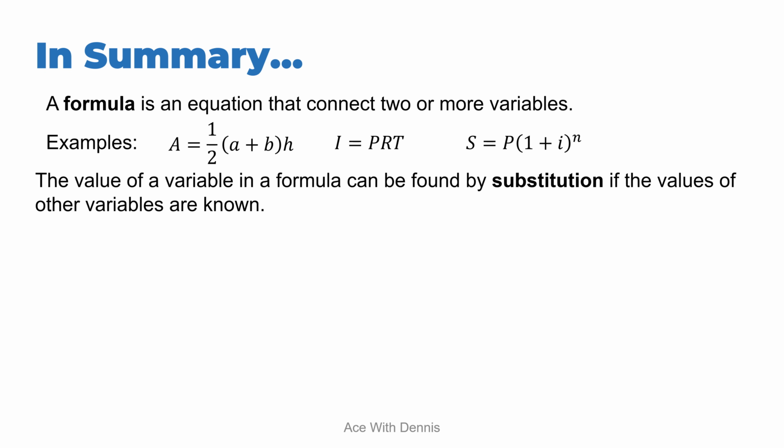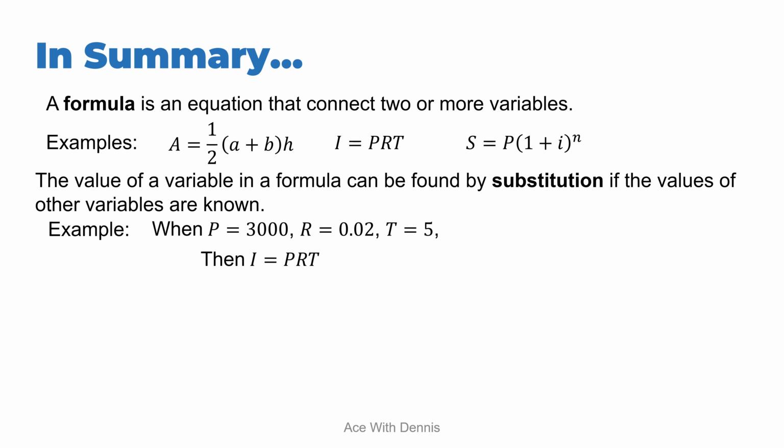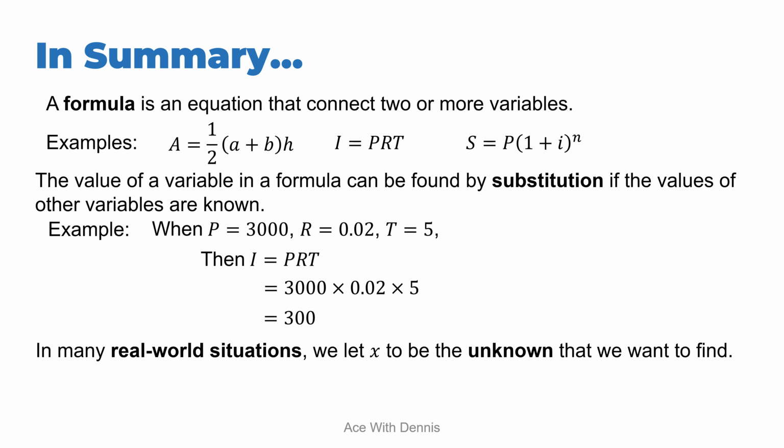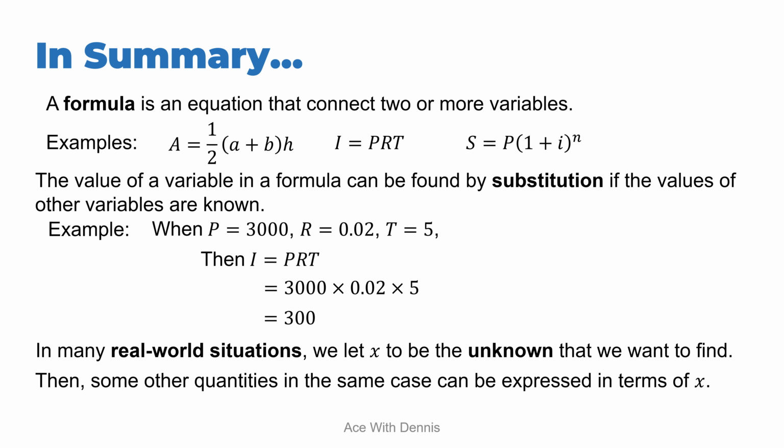The value of a variable in a formula can be found by substitution if the values of the other variables are known. So here is an example. When P is 3000, R is 0.02, and T equals 5, then I equals PRT, which is 3000 times 0.02 times 5, which is 300. In many real-world situations, we let x be the unknown that we want to find. Then, some other quantities in the same case can be expressed in terms of x.